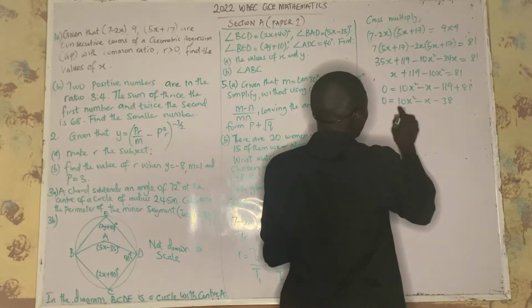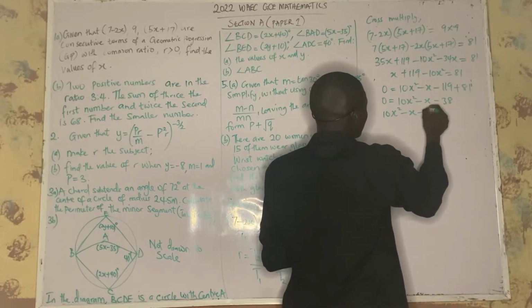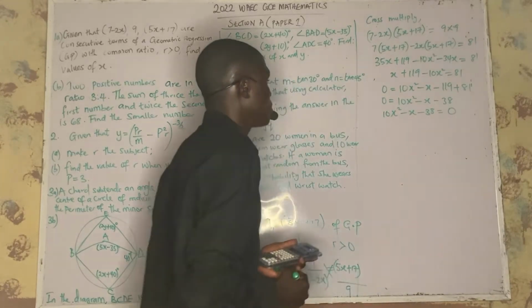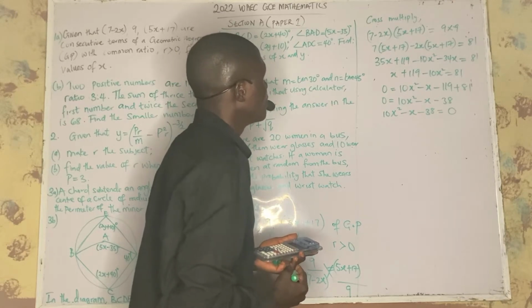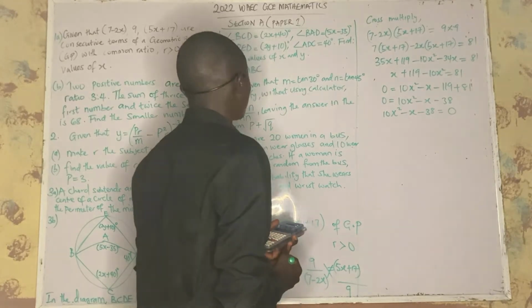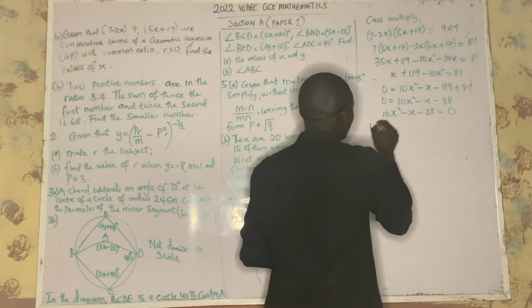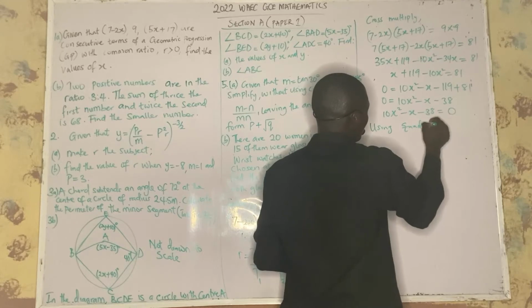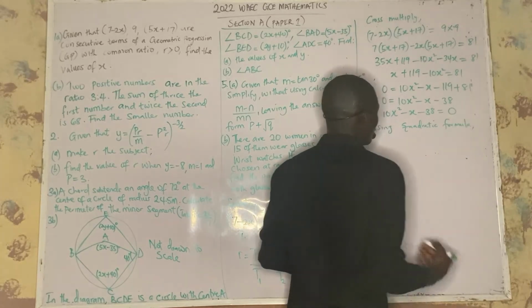So we have 10x squared minus x minus 38 equal to 0. This is the quadratic equation. And from here now we can easily get our x by using the quadratic formula, without wasting much of our time. I'm using the quadratic formula because this is a quadratic equation.